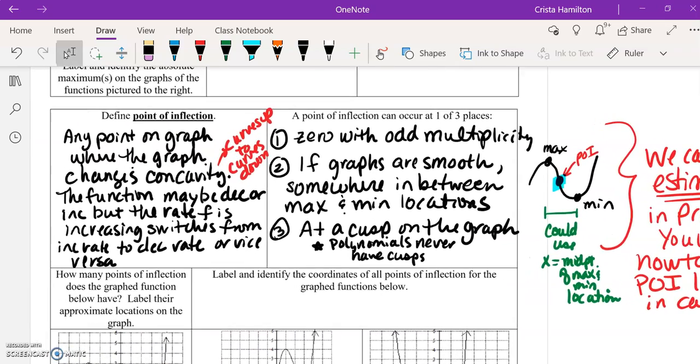And then the third place that I wanted to put where it could occur is at a cusp in the graph. Just to remind you, a cusp would be something where it's curved and then it comes over and it's got this little pointy edge to the graph like that. However, I did put a comment that in the polynomial and rational section, which we're reviewing right now, polynomials never have a cusp. It does not happen in these types of functions. Polynomials are always smooth and continuous.